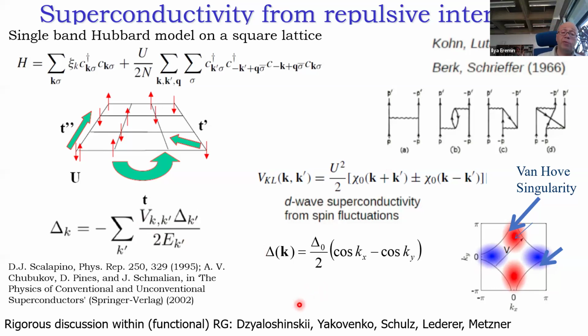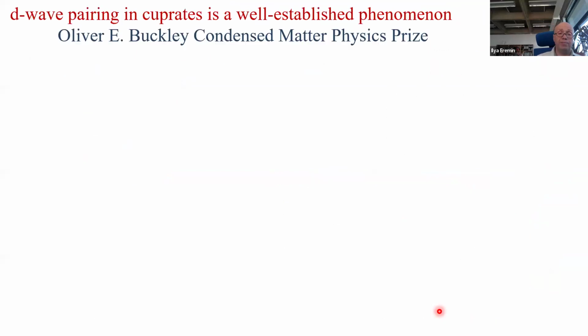Okay, and again, there has been quite a bit of research from the side of weak coupling types of theories. There has been development in the functional RG by Zanchi, Schulz, Yakovenko, and later also by Metzner, Honerkamp and collaborators. And they are all consistently giving the d_{x²-y²} symmetry of the superconducting order parameter for increasing range of complexity.